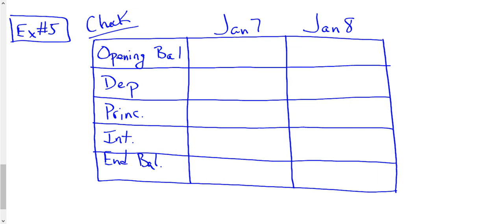Well, where's that going to go? Right here for January 7th. All right? We just put 0.00, a couple decimals. And then deposits. Did she make any deposits that day? No. Okay. But on January 7th, it did earn interest. Okay? So she made no deposits or withdrawals.